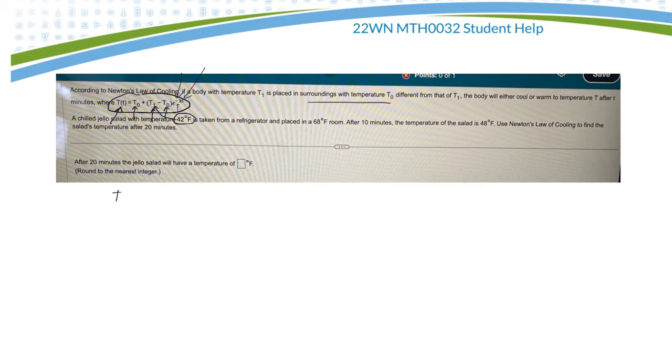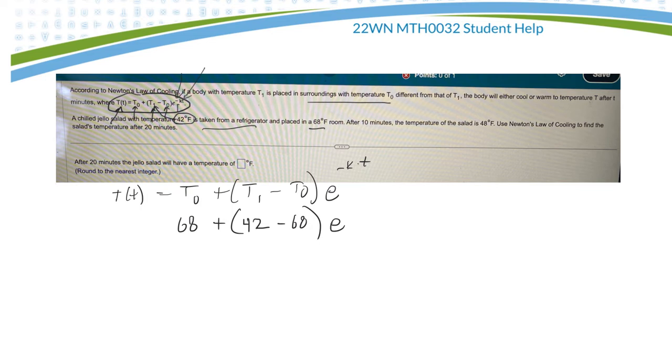Let me just write my formula down. T0 plus (T1 minus T0) e to the minus k times t. So T1 is 42. It was in the fridge, and then they took it out and placed it in surroundings of 68. So this is 68 plus (42 minus 68) e to the minus k t. I don't know what k is, but they say after 10 minutes, so that's t, the temperature of the salad is 48, the end temperature. So that's this number over there.